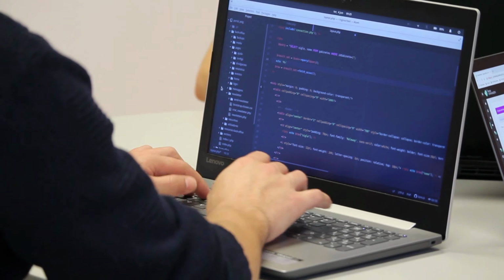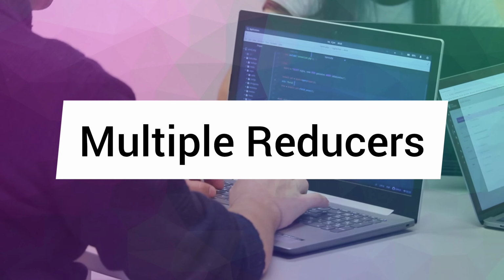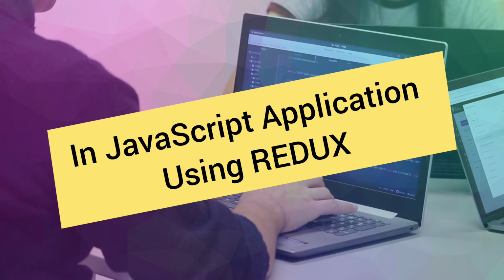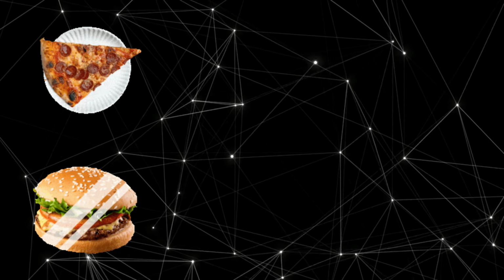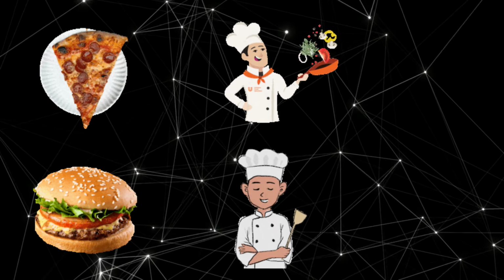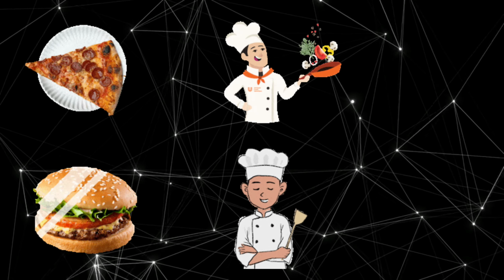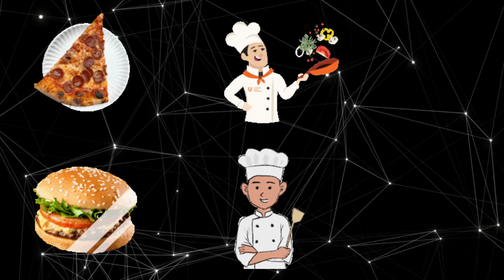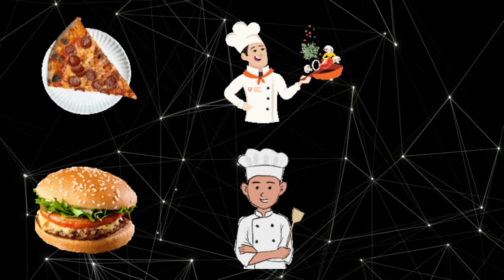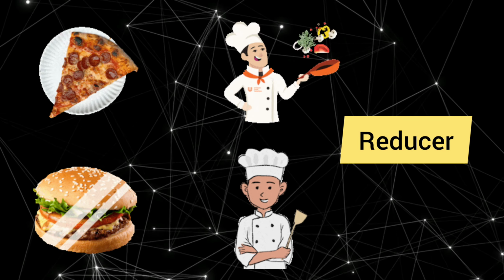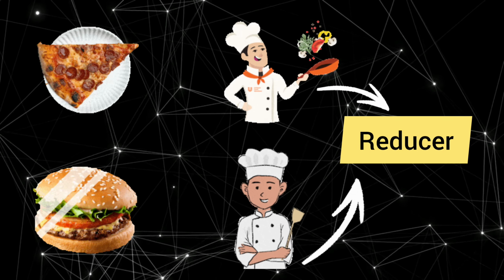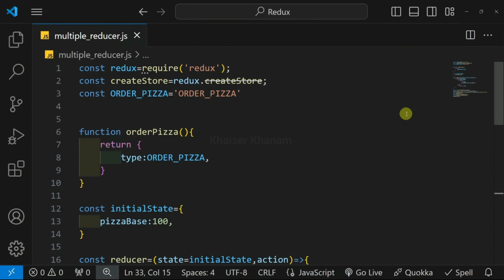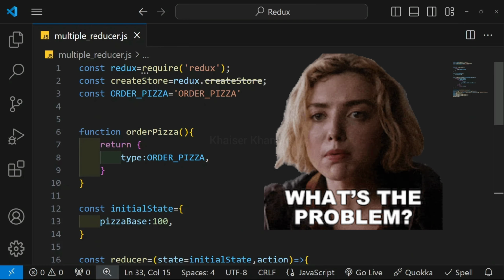Now let's understand how to create multiple reducers in our JavaScript application. So now our shop is selling both pizza and burger, and we have two chefs who will be preparing these different items. In our code, a chef simply represents a reducer. Now we have two chefs, which means we should be creating two reducers. But before implementing two reducers, let us write the code in the same reducer and see what the problem will be.